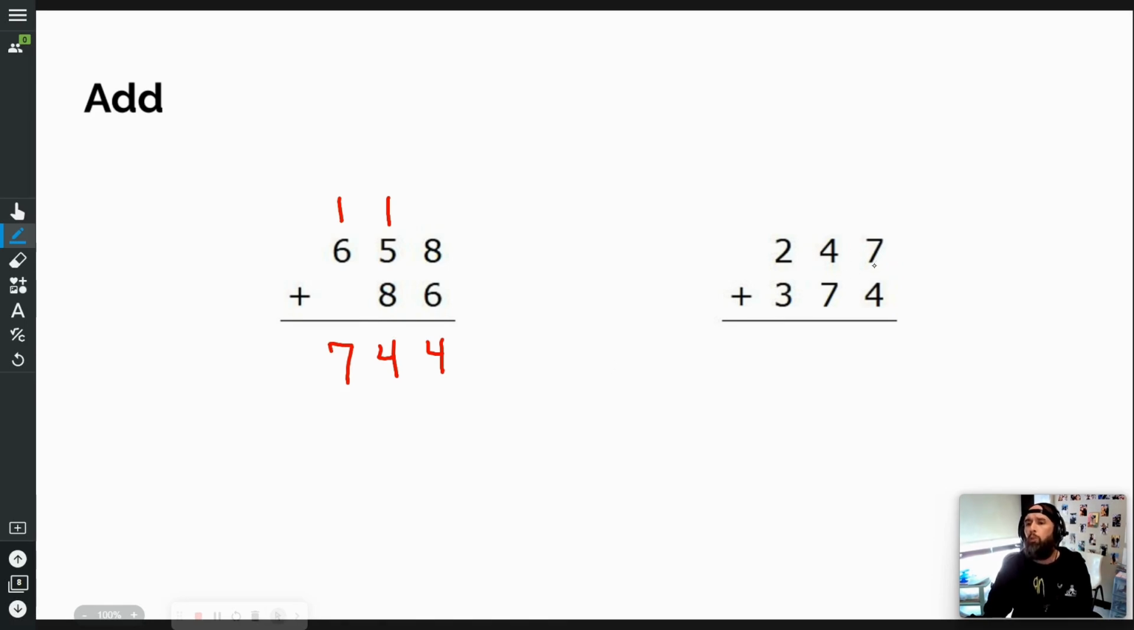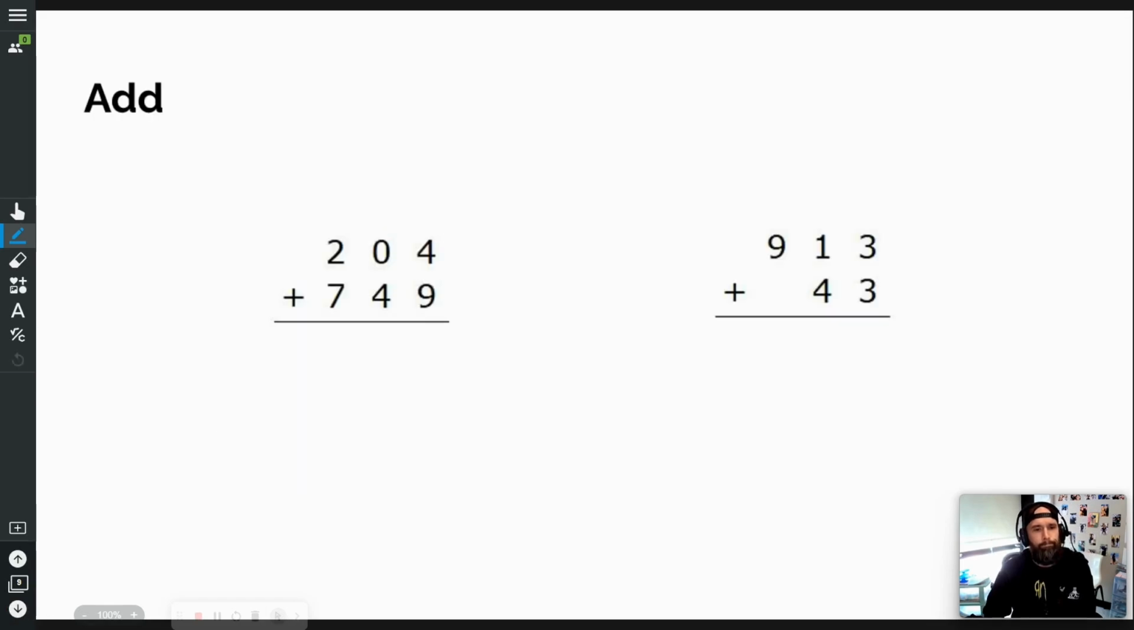Let's go to this one. Start all the way to the right. 7 plus 4 is 11. So write out your 1, carry the 1. 1 plus 4 is 5. 5 plus 7 is 12. So that's 1, 2. Write out your 2, carry the 1. 1 plus 2 is 3. 3 plus 3 is 6. So 247 plus 374 is 621. Let's keep going.